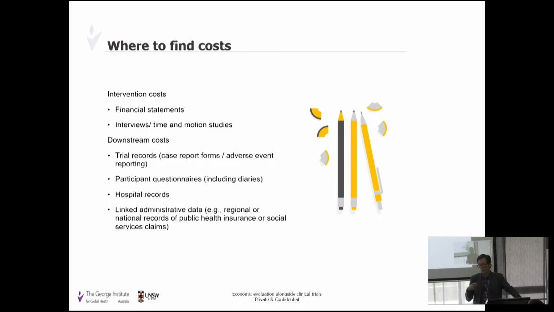The sources of information we need for those intervention costs are things like financial statements from the various health facilities that are involved in running the program, to ascertain things like staff costs, consumables, equipment, rent, those sorts of things. And we can also conduct interviews and time and motion studies to get a handle on those costs.